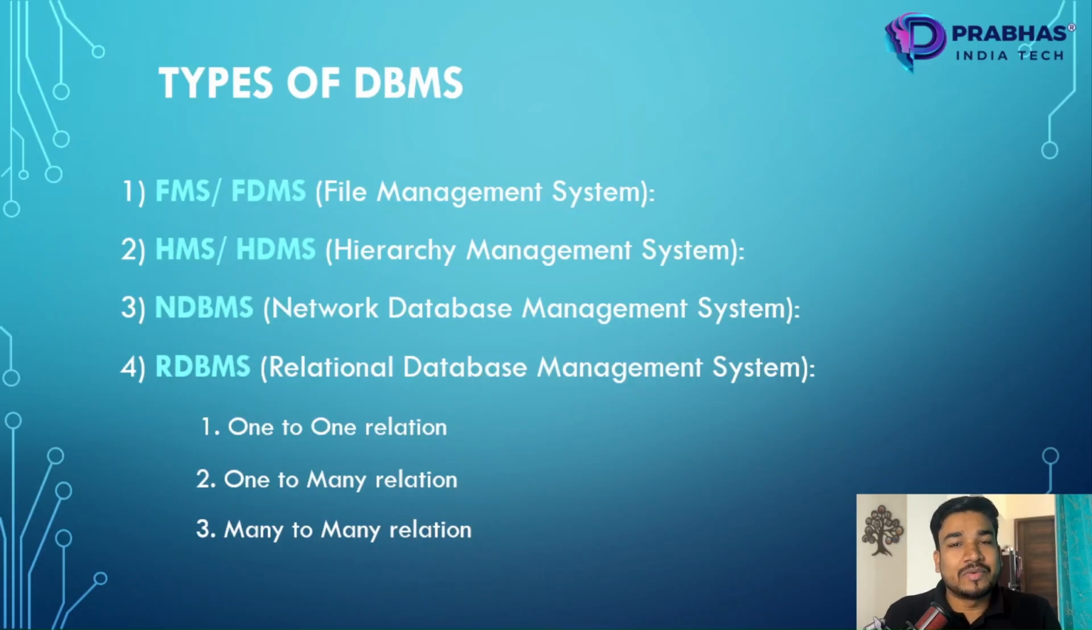Here we will see the types of database management system. We have 4 types: the file management system, the hierarchy management system, the network database management system, and the last one, the relational database management system. In the relational database management system we have 3 types: one-to-one relation, one-to-many relation, and many-to-many relationship. We will see examples of that as well for better understanding. But first we will see the file management system.